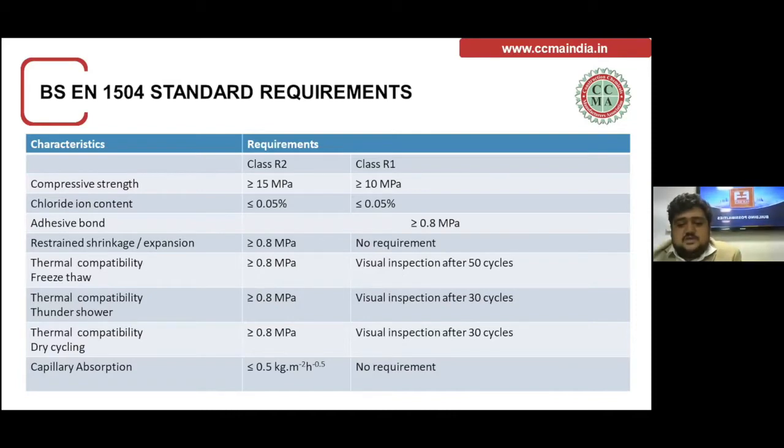Capillary absorption should be less than 0.5 kg per meter square per hour. In R1 it's not required, in R2 it's required. So especially to the designers, when they are designing a repair or designing a structure or giving approvals for small repair jobs, please refer to BS EN 1504. It will help you to suggest a product, and a majority of people here refer to this standard and suggest a product according to that.